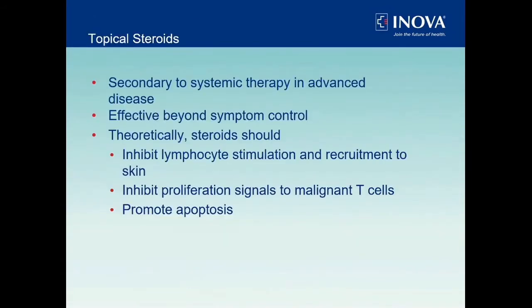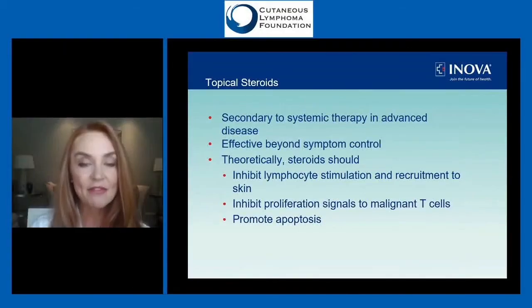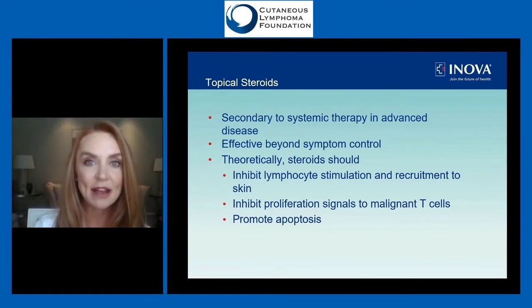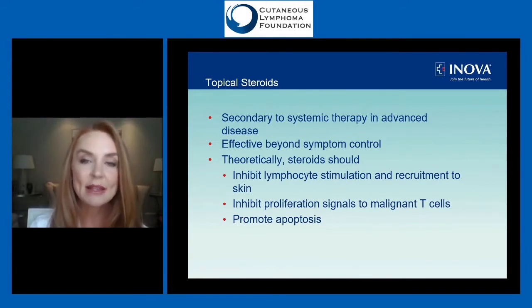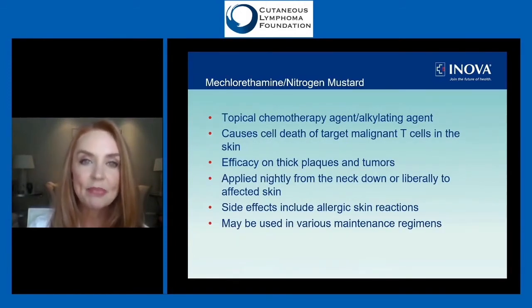So starting with topical agents, topical steroids are very commonly used at some point in the treatment of cutaneous T-cell lymphoma. And they should have effects that are beyond just reducing itching or reducing redness. Theoretically, they should be able to interrupt the stimulation of the abnormal lymphocytes, and they should be able to promote something called apoptosis, which is programmed cell death of an abnormal cell. And that's very effective in eliminating some of the abnormal T-cells that may be present.